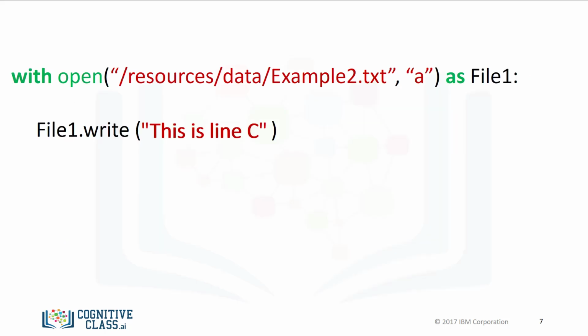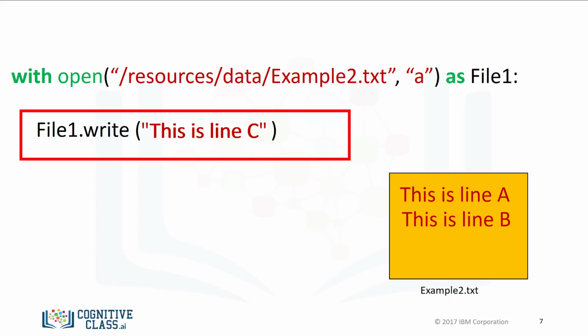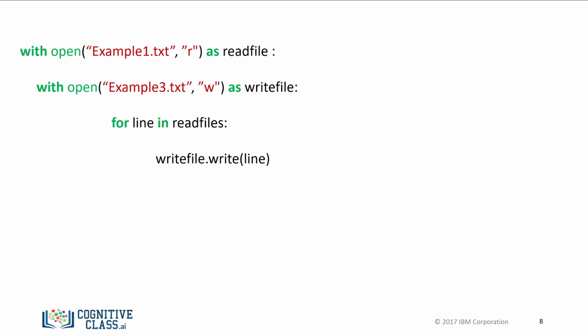We can set the mode to append using a lowercase a. This will not create a new file, but just use the existing file. If we call the method write, it will just write to the existing file, then add "This is line C," then close the file. We can copy one file to a new file as follows.